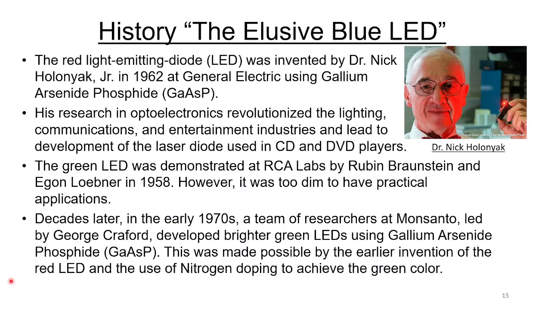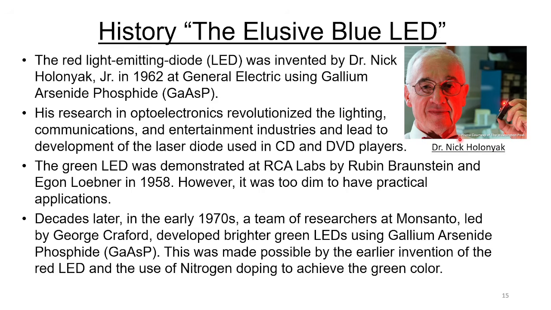Now I'd like to go over the history, basically what I call the elusive blue LED. So the red LED, or light emitting diode, was invented by Dr. Nick Holonyak Jr. in 1962 at General Electric using gallium arsenide phosphide. And there's a picture of Dr. Holonyak off to the right here. Now his research in optoelectronics revolutionized the lighting, communication, and entertainment industries and led to the development of the laser diode currently used in CD and DVD players.